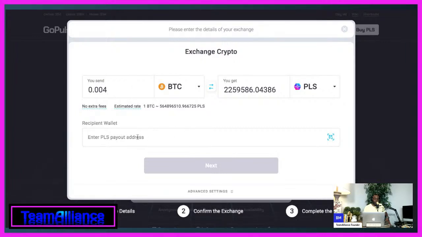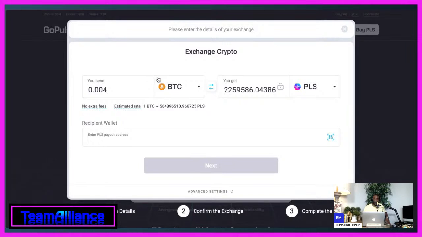And you paste your PLS wallet here. So your MetaMask wallet for your Pulse, you paste in this field right here where it says recipient wallet. This is where your PLS MetaMask wallet address goes, and that's where the Pulse is going to go to. After you paste that and you click on next, once you go through the transaction, you'll see that a Bitcoin address is going to pop up. And then that Bitcoin address is where you send your Bitcoin to from your Bitcoin wallet.